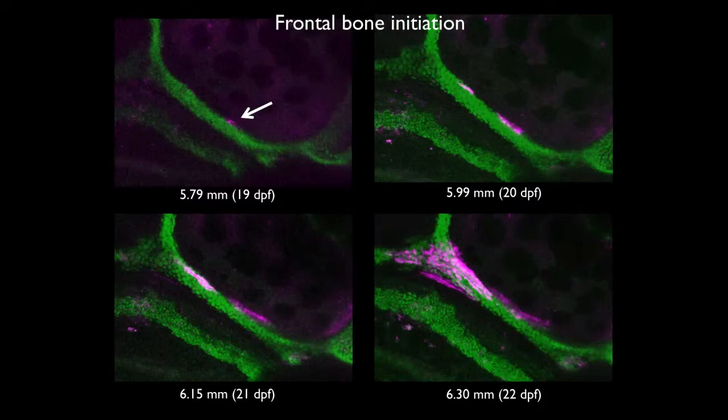So one important example is the way in which we've been able to observe the earliest stages of frontal bone initiation, seen here in an individual fish. It starts off with only a handful of cells, and these first appear in close association with a peripheral cartilage element. Over a period of several days, as you can see here, the cells increase in number, but still remain tightly associated with the cartilage.